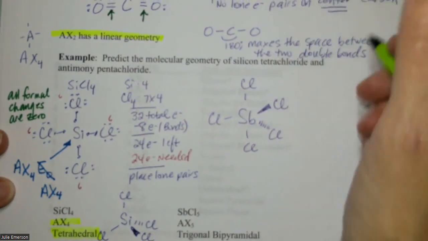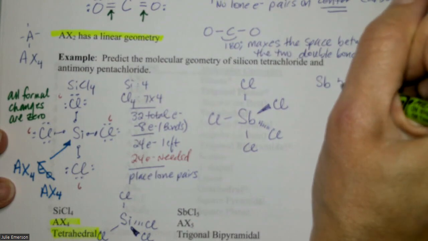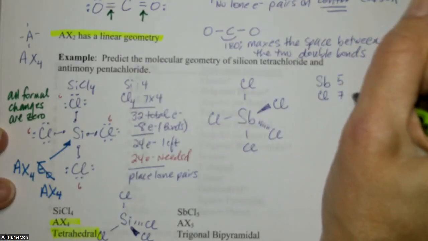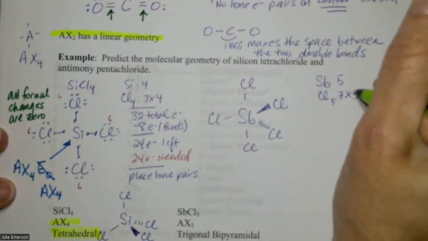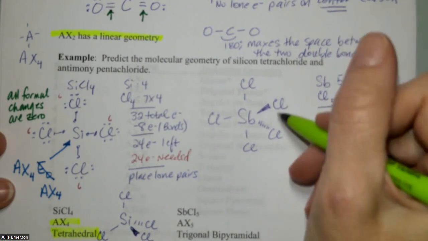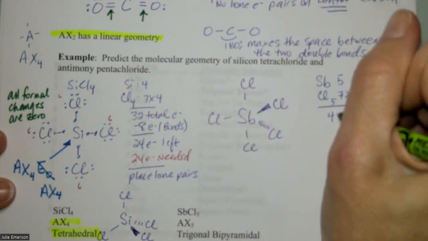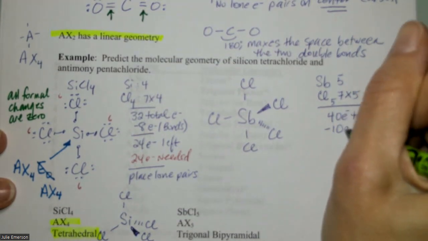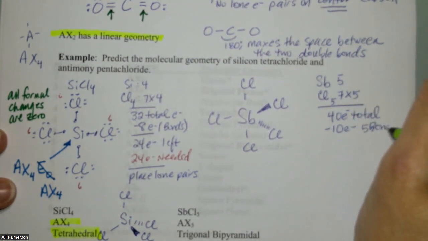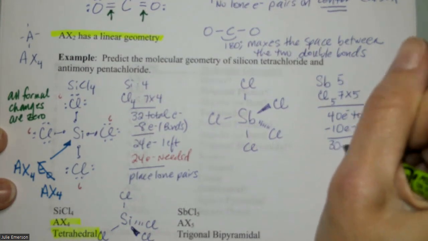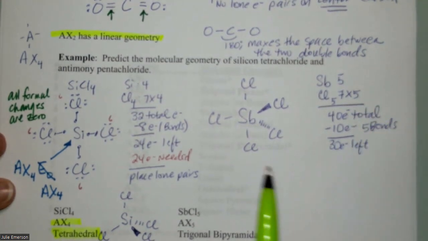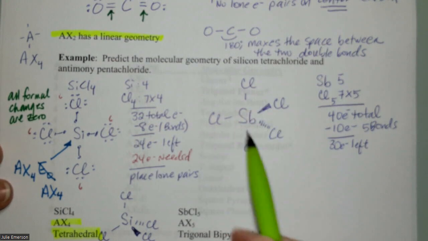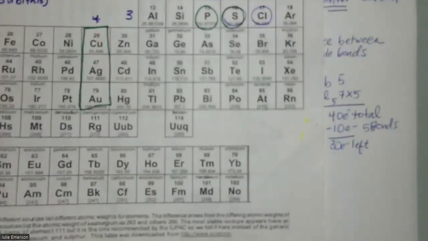All right, I'll show you the structure here in just a little bit. Antimony is group 5, same as nitrogen, phosphorus, arsenic, so it comes in with 5 electrons. Each of those chlorines, again, comes in with 7. Since there's 5 of those, we've got 7, 7, 7, 7, 7, that's 35, plus 5, we've got 40 total electrons. Now, I've used 10 electrons in those 5 bonds, so I have 30 electrons left. And the center element looks like not only is it full, but it's overfull, right? We have 10 electrons around the antimony. Let's make sure that's okay.